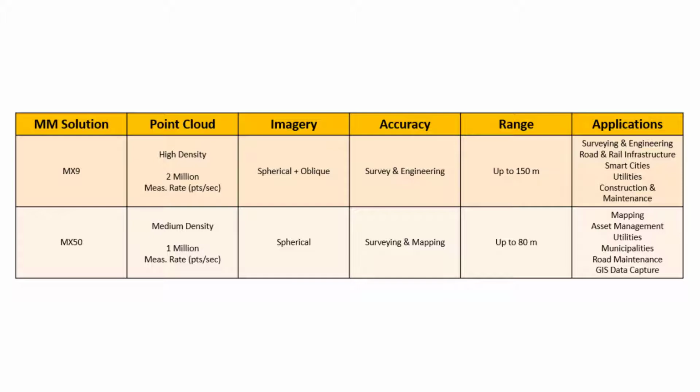just go across the board and talk about the MX9. You've got high density scan rates at 2 million points per second. With that system we also have the spherical, oblique, and planar cameras. The accuracy for that is most suited for, I would say, surveying and engineering, and you've got a range up to 150 meters. Some of the applications of that system are surveying, engineering, road and rail infrastructure, smart cities, utilities, construction, and maintenance.